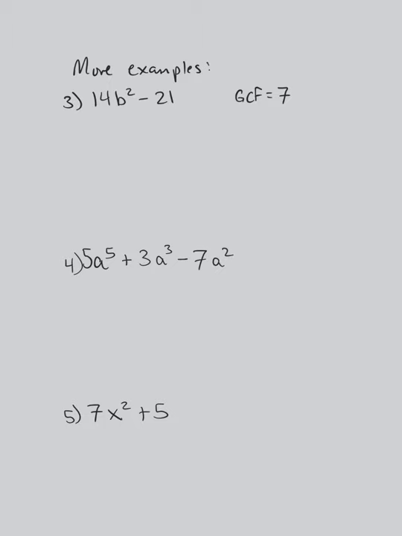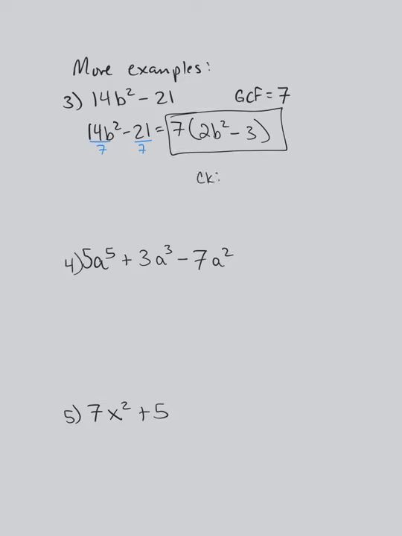It's the number 7. So as before, we rewrite the problem, and then we say equals, and we put the GCF with parentheses, and then we come back over here and divide each thing by our GCF. There we're just dividing numbers. So 14 divided by 7 is 2. The b squared doesn't change. And then minus 21 divided by 7 is 3. And so that would be the answer. And again, you could check it. Hopefully you'll get to the point where you can just check in your head. Just be careful whenever you do that.